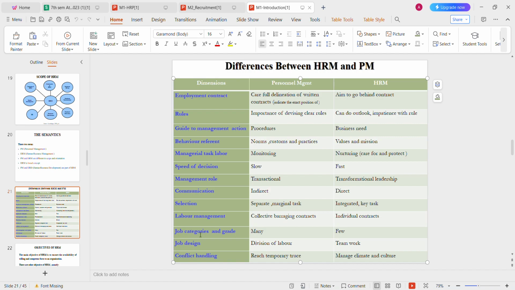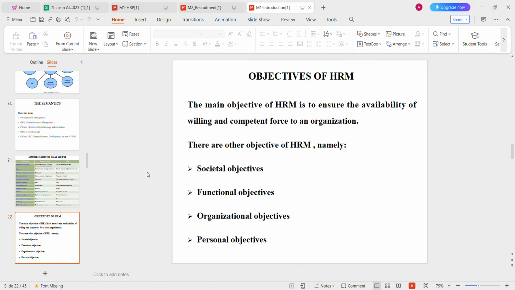Next, job categories as well as the grades. Many, but a few. Job design, division of labor, and the teamwork. So these are differences we need to know.